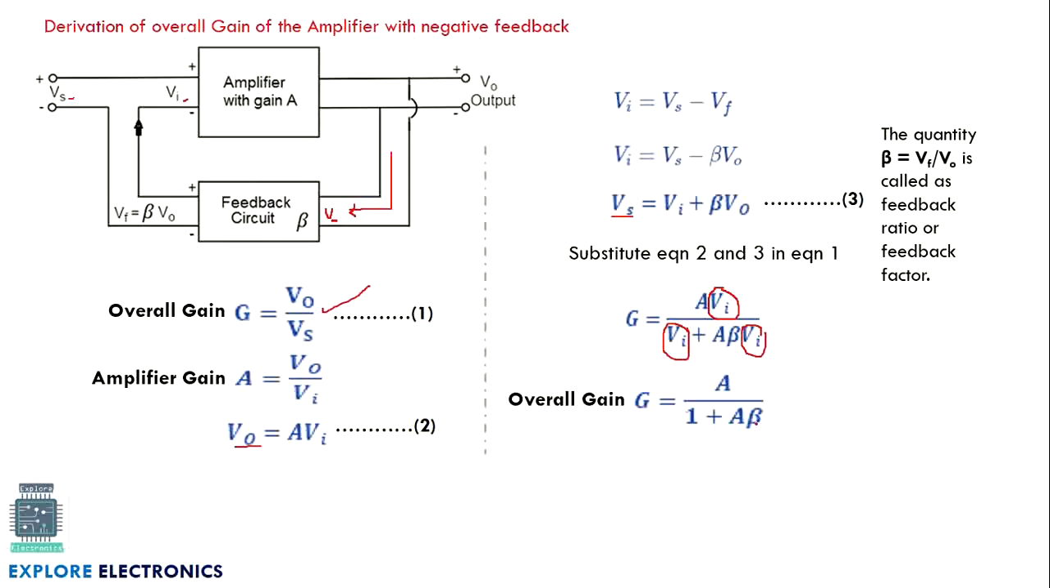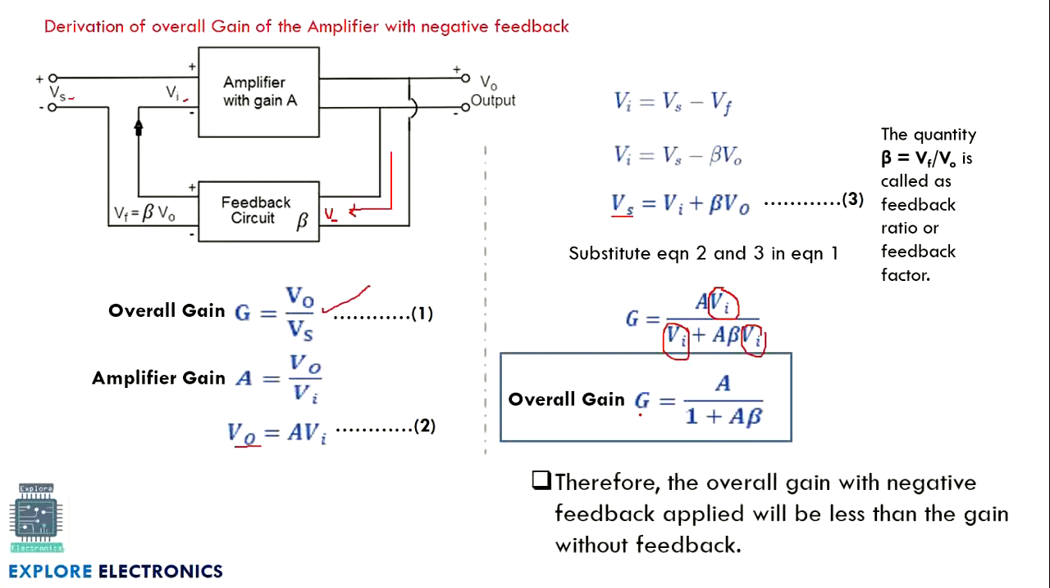Now what we are going to understand here is that this is the overall gain of the circuit, where by including the negative feedback, it becomes A divided by 1 plus AB. If we observe, the denominator term is more than the numerator. So compared to A, the overall gain is reduced once we connect the negative feedback. Therefore, negative feedback reduces the gain. Gain of the amplifier is reduced by using the negative feedback.